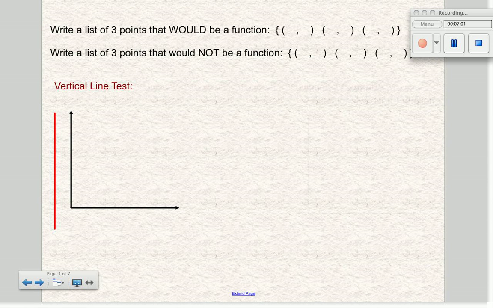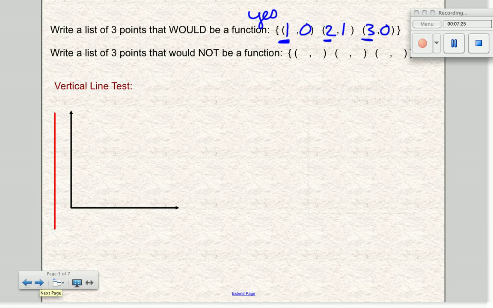Okay, so if I asked you to make a list of 3 points that would be a function, just make sure that the x values are all different. There's my 3 x values, they're different. This one's going to be a function. It doesn't matter what the y values are. Y values can be the same, but because these 3 x values are all different, it is a function.